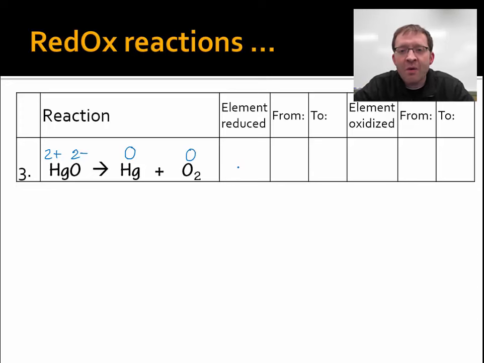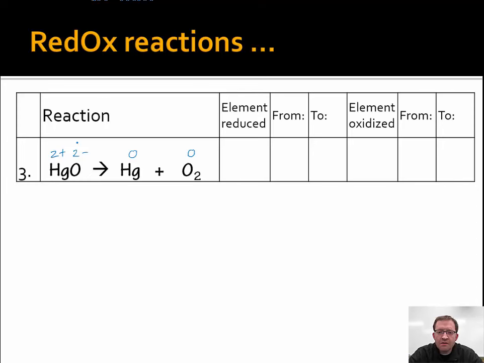My charge is becoming more negative or less positive, depending on how you look at it. So as mercury is being reduced from 2+ to 0, we want to show that change and say mercury is the one that's going down from an oxidation number of 2+ in the reactant side to an oxidation number of 0 in the product side. That's reduction. And on the flip side, oxygen, as you might expect, its oxidation number is going from -2 up to a 0. So oxygen is my element being oxidized from -2 up to 0.